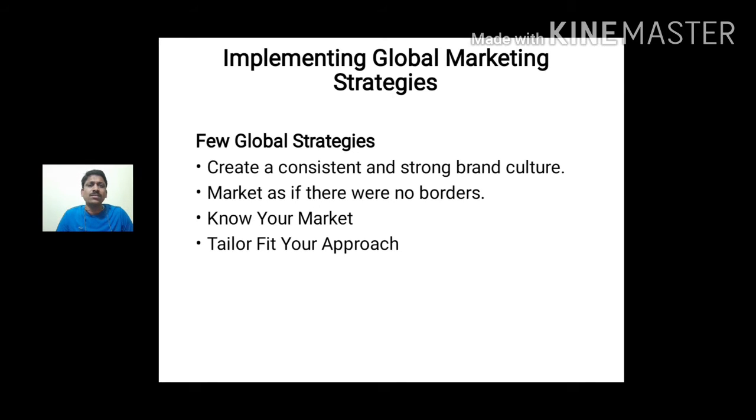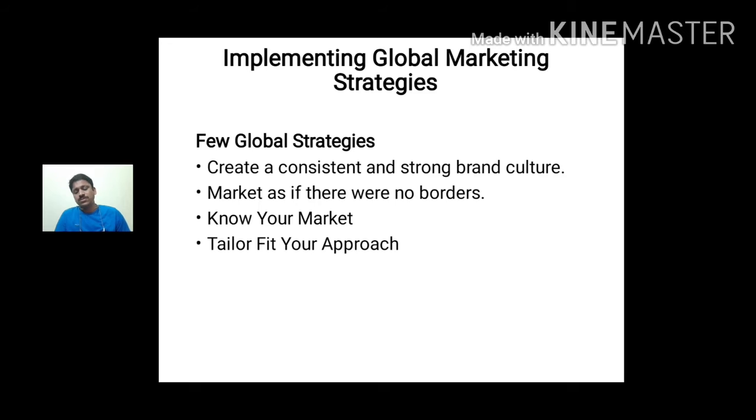So here again there is one more doubt: what is brand culture? Brand culture is a culture that a company cultivates in order to consistently, powerfully, and competitively deliver to different markets. The brand, the product, whatever we are delivering to different markets, is to be powerful and competitive, right? In order to deliver in such a way, we have to follow a culture with reference to the brand, which we call brand culture. Creating a strong brand culture is one example of global strategy, followed by many multinational companies. And one more strategy is to market as if there were no borders.